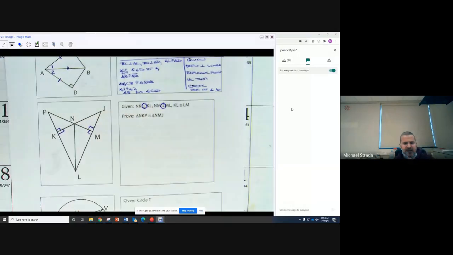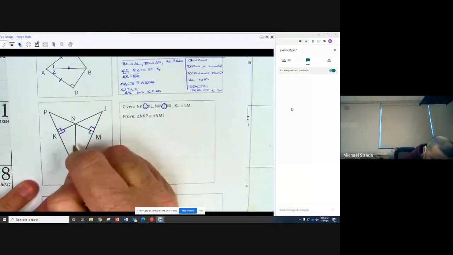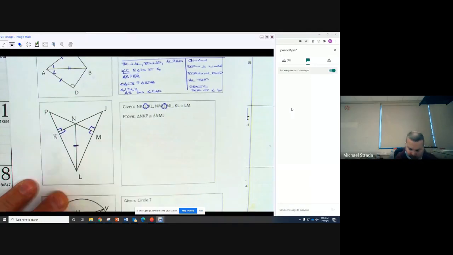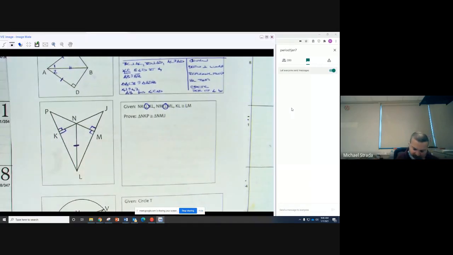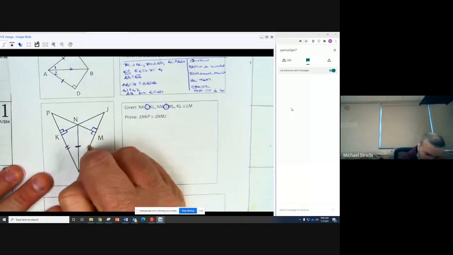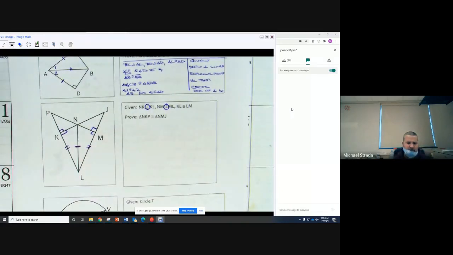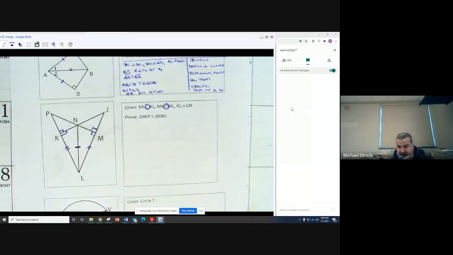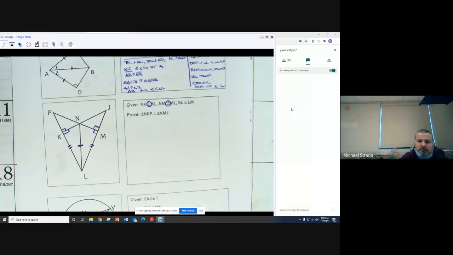I put them on both sides because I don't know which triangles I'm going to try to prove yet. Now, LN is obviously a shared side, so I would put that in. And then they tell me KL is congruent to LM. All right. That tells me which triangle I'm going to prove congruent, the bottom ones. Everybody good with that? All right.